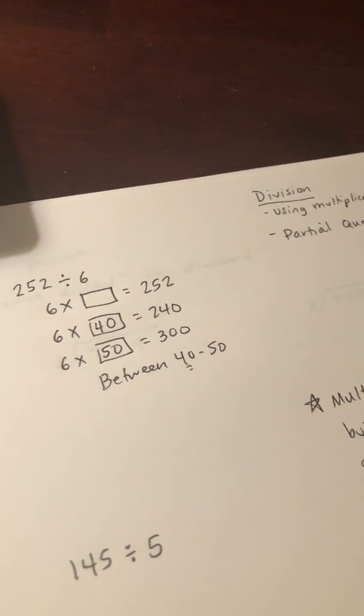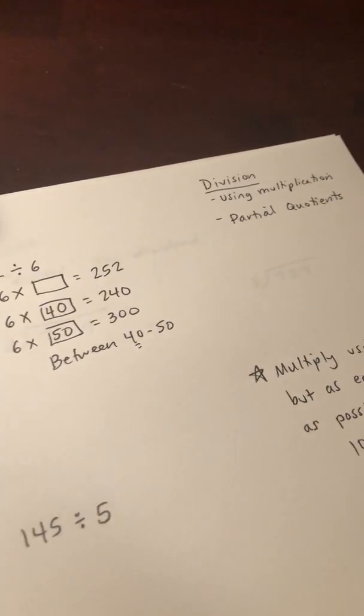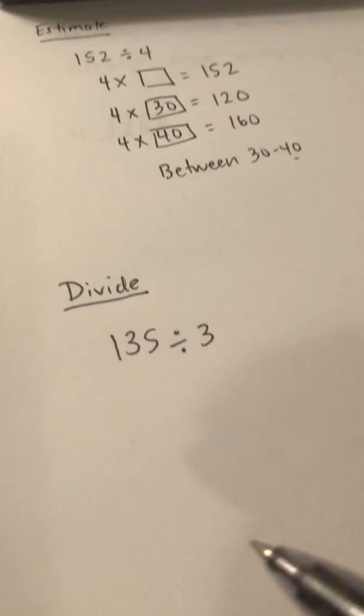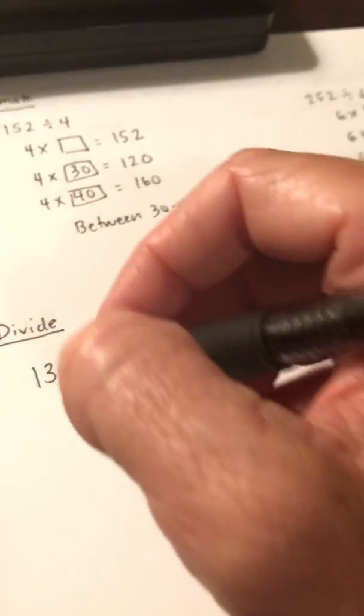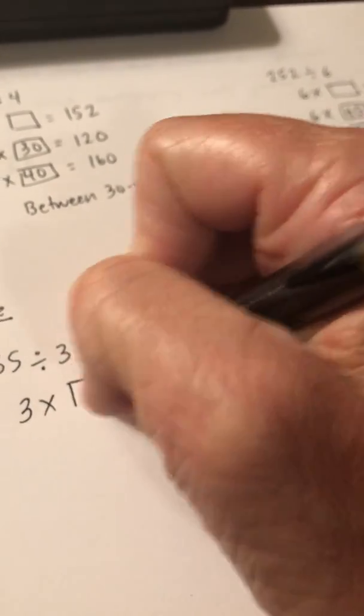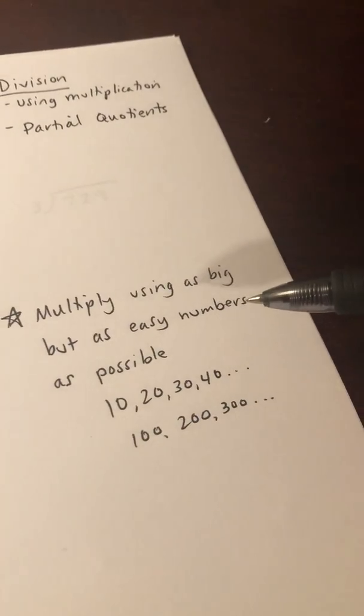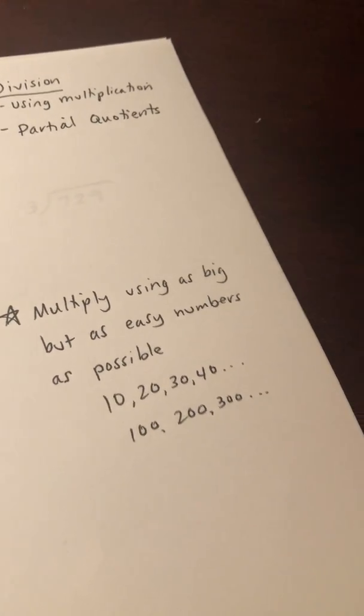So we're going to use that concept to actually start getting us in the right direction for dividing numbers. We're going to look at 135 divided by 3. We're going to turn this into 3 times some number equals 135. Okay, so I'm going to go as big as I can, but as easy as I can without going over: 10s, 20s, 30s, and 40s.